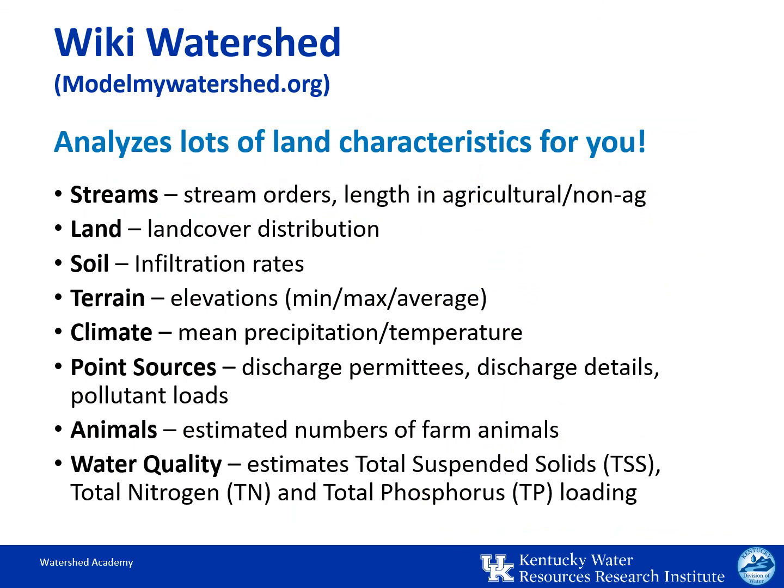Wiki Watershed, or modelmywatershed.org, enables anyone to analyze land use in their watersheds. During the following activity, we'll walk through the tool visualizations for each of the characteristics listed here: streams, land, soil, terrain, climate, point sources, animals, and water quality. In addition to providing details about all of these features, Wiki Watershed also allows users to model stormwater runoff and water quality impacts using professional grade models and compare how different conservation or development scenarios could modify runoff and water quality.